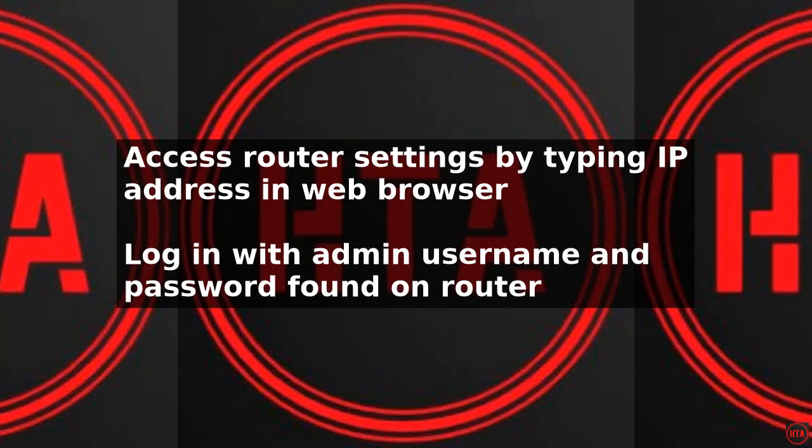To port forward a Teamspeak server on Xfinity, start by accessing your router's settings. Open a web browser and type the router's IP address, which is usually 10.0.0.1 for Xfinity routers. Log in with your admin username and password, which can be found on the underside of your router or in the documentation that came with it.